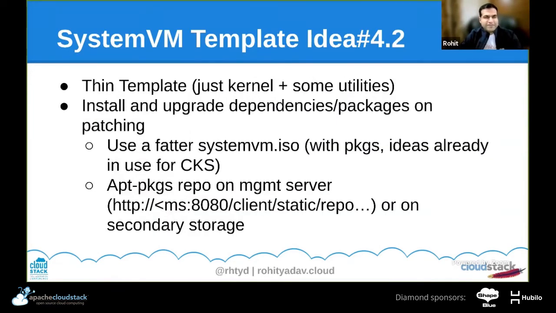What else? Maybe there's another way if we can't use overlay-fs, because we saw there are some issues with using that. Maybe just install the Linux kernel and utilities. Keep the template really small and tight, and instead of pre-installing all the dependencies like HAProxy and Apache and strongSwan and all those dependencies, why can't we install them during patch time, which means having a fatter systemvm.iso which has those packages, maybe the dev packages.